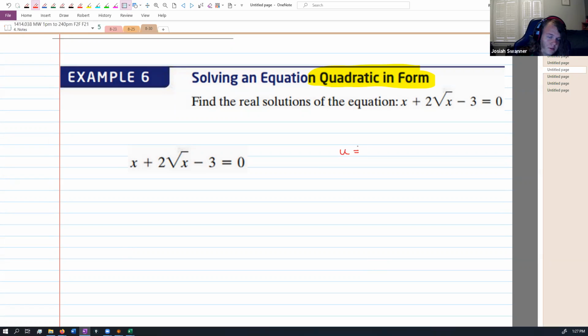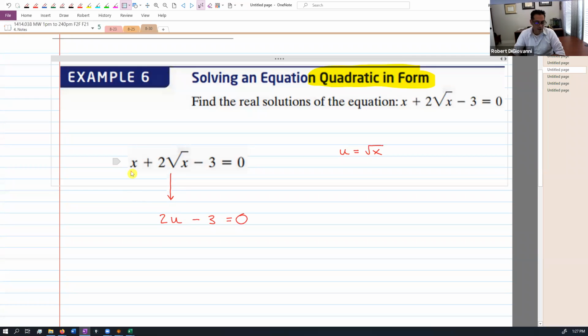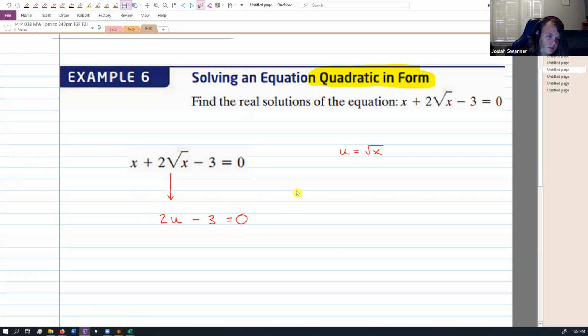The square root of x. You want u to be the square root of x? Josiah, yes? Okay, so I agree with you in this sense. This would then become 2u, and this would be minus 3 equals 0. But Josiah, what is the x going to become? U squared. Okay, so why is that going to be? If you square the square root of x, it's equal to x.